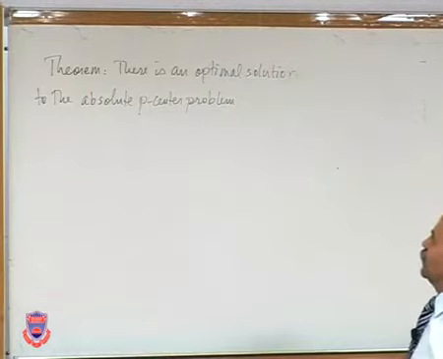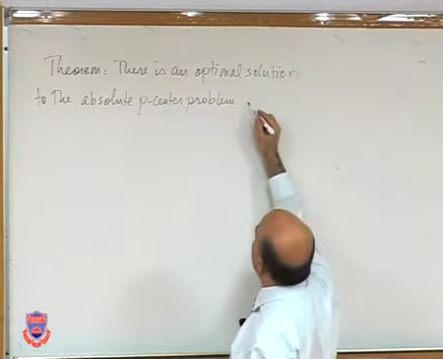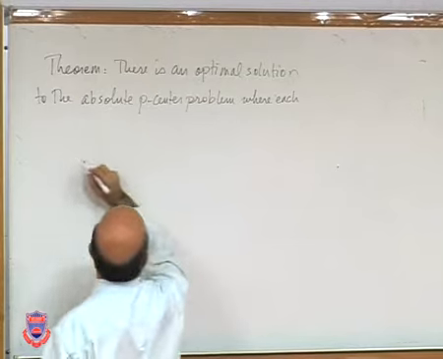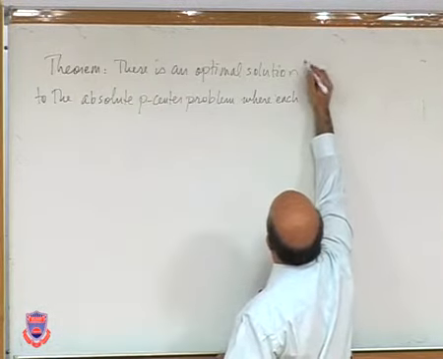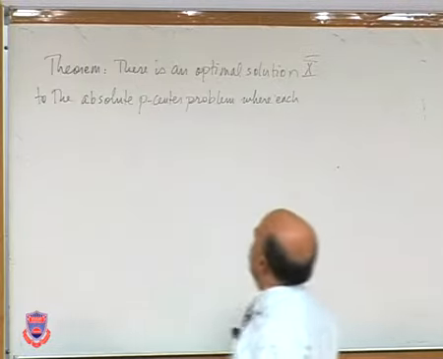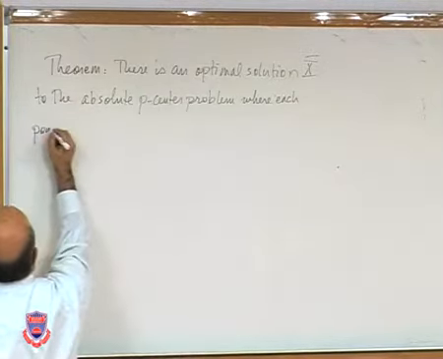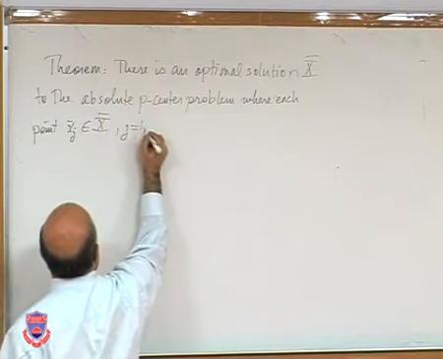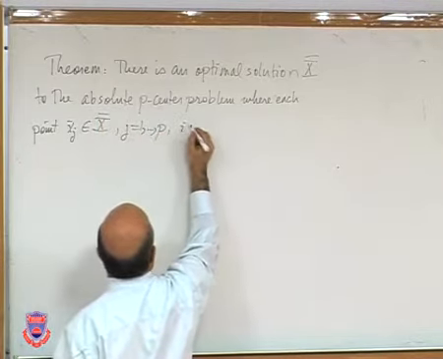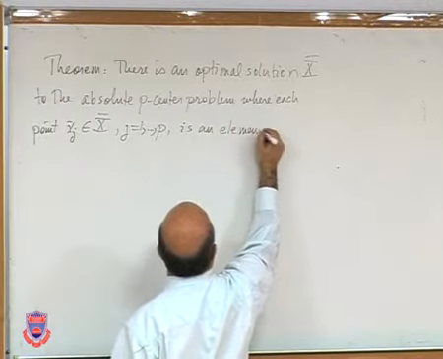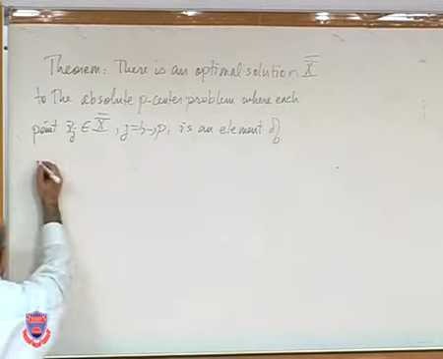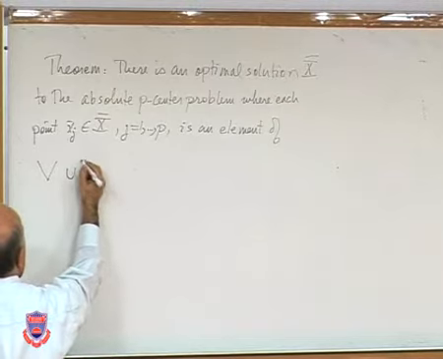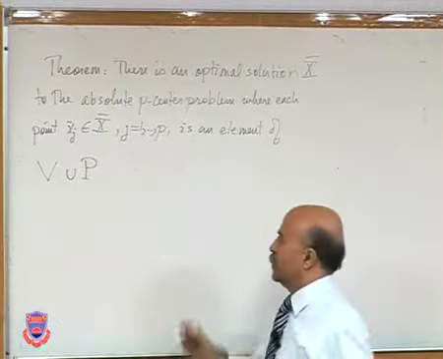So the theorem says that there is an optimal solution x bar to the absolute p-center problem where each point xj in x bar, j going from 1 to p, is an element of the vertex set union P, where P is the set of intersection points.